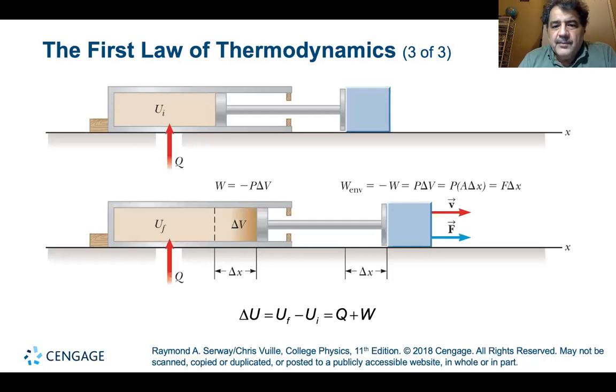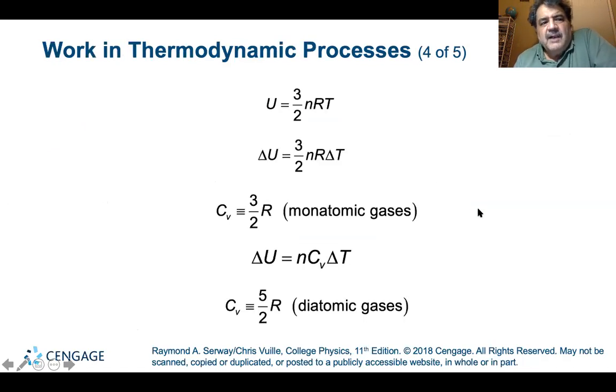We're just repeating the same slide. You can see the Q plus the work here. That's the change in the internal energy. U initial, U final. Delta U equals U final minus U initial equals Q, the energy put in, plus the work done on the environment. The energy is equal to 3 halves nRT. Delta U equals 3 halves nR delta T.